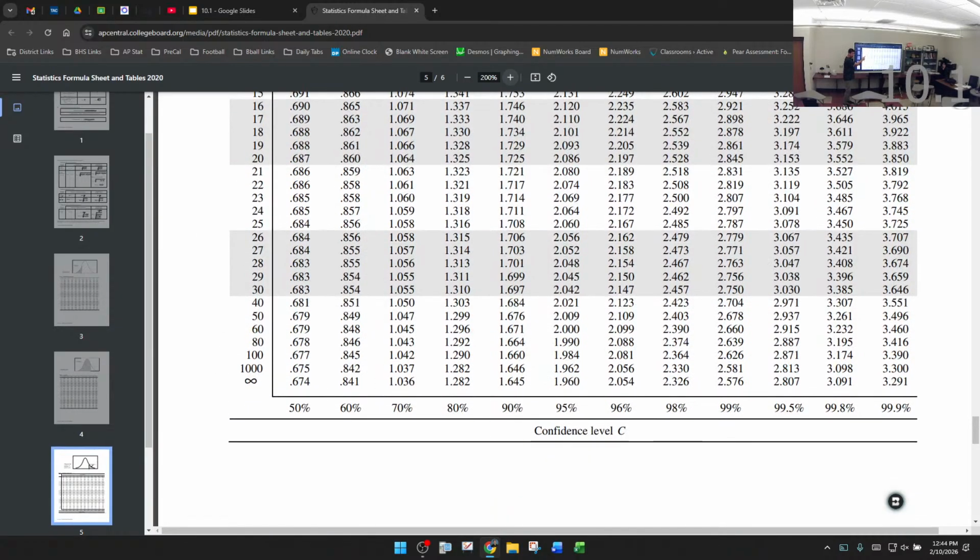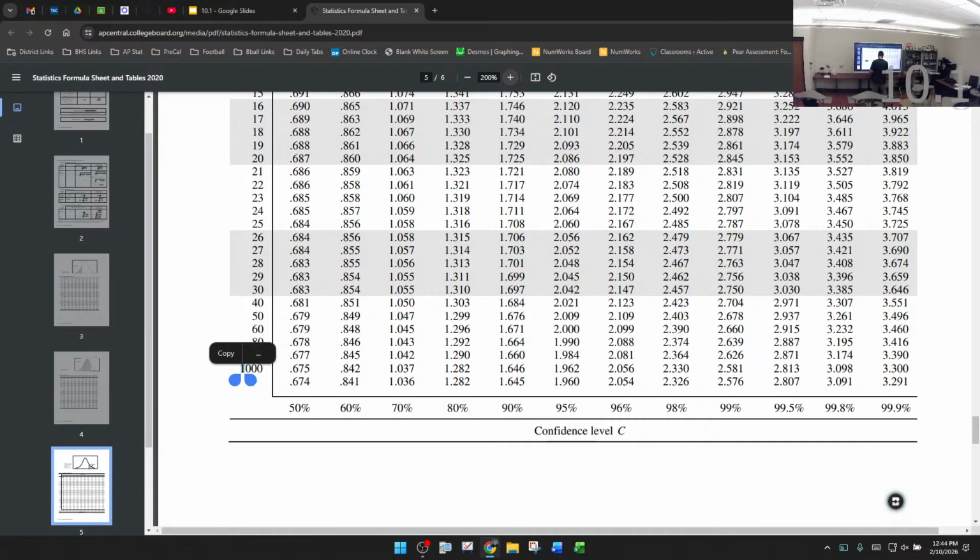Notice, look at 95%. If I go to infinity, there's 1.96. So infinity is actually the z-score. Infinity is the z-score. So that's how you use your table.